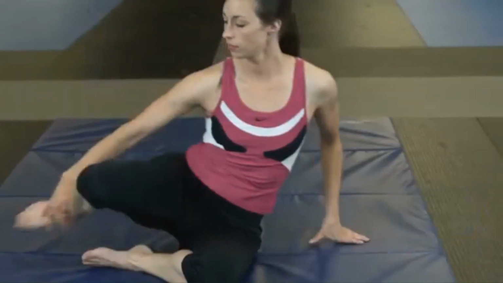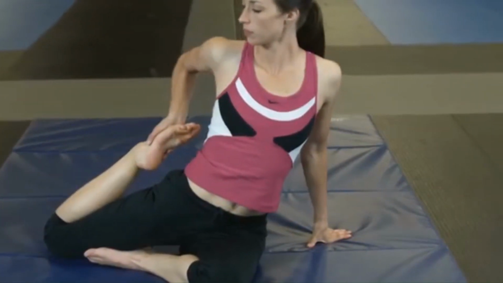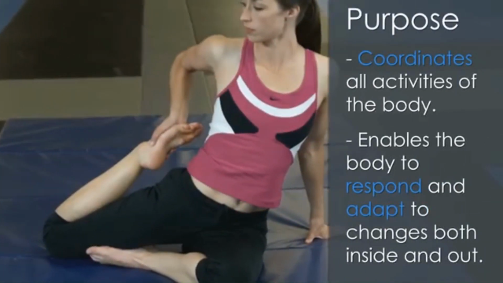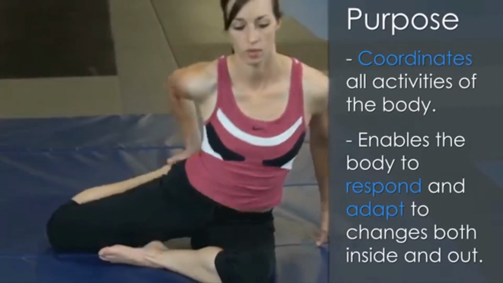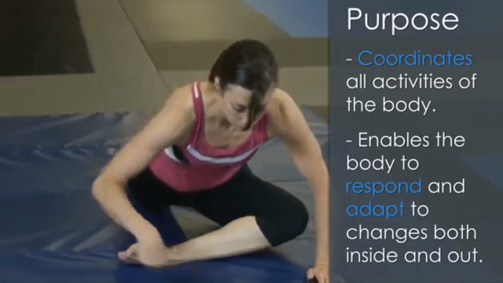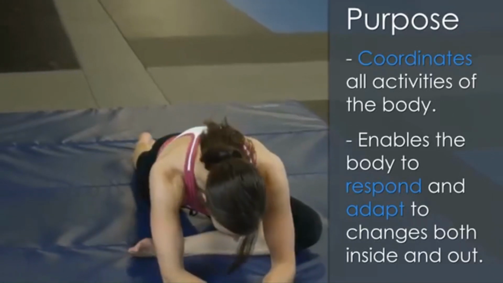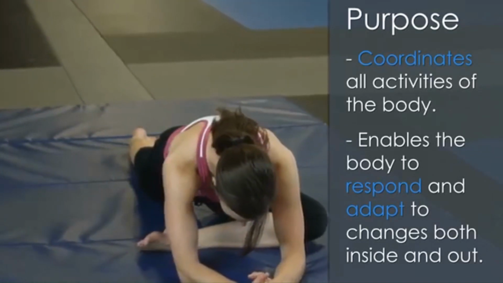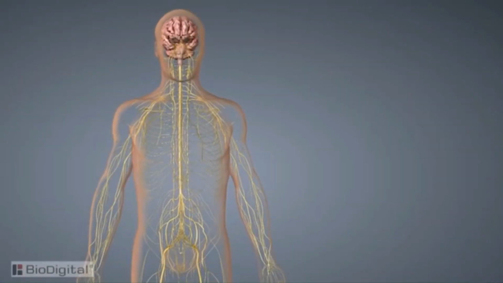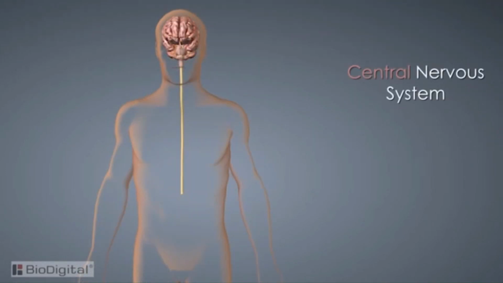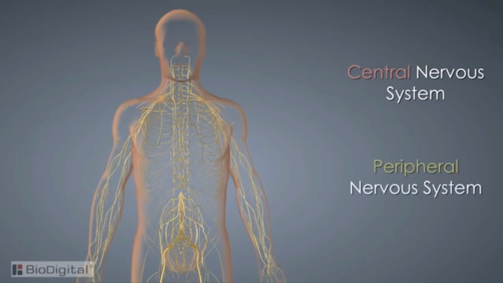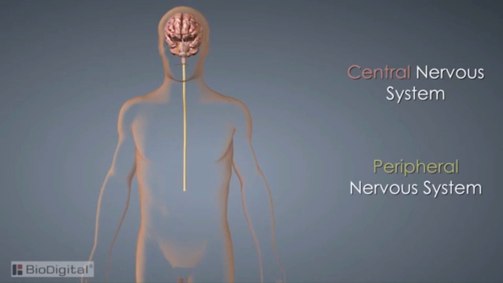To begin, let's look at the primary function of the nervous system. The basic purpose is to coordinate all of the activities of the body. It enables the body to respond and adapt to changes that occur both inside and outside the body. Now the nervous system is actually split into two parts: the central nervous system and the peripheral nervous system. We'll explore the peripheral later, but first let's look at the central nervous system.